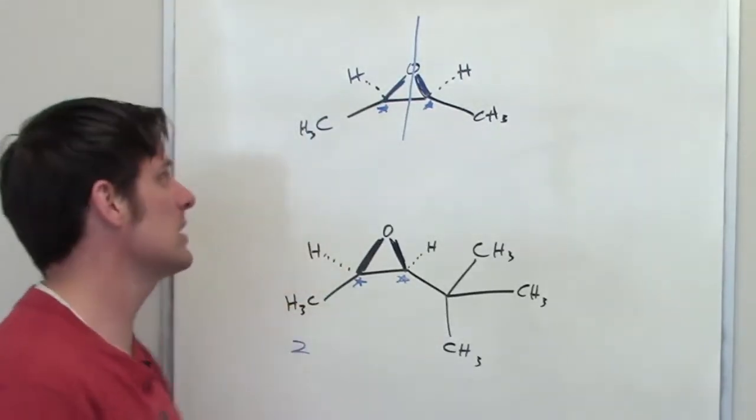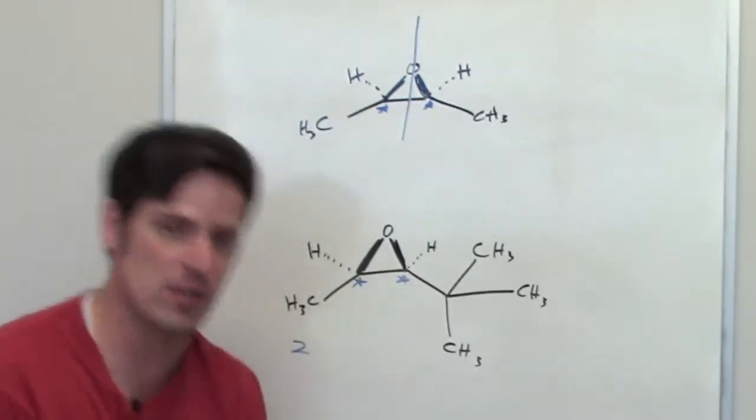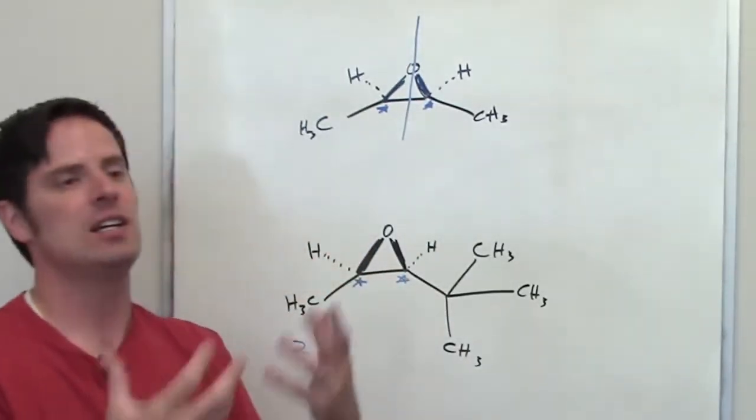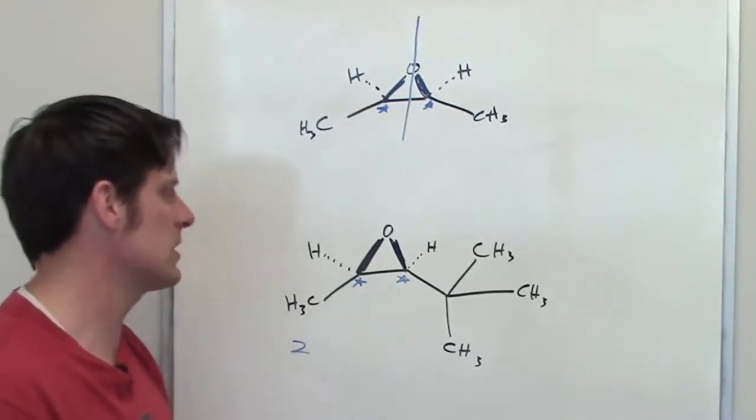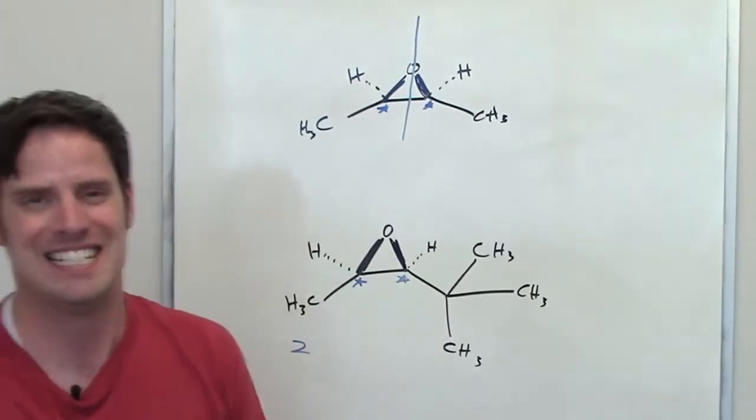How many stereocenters are in a meso compound? Well, I don't know. Technically, you could still consider those stereocenters, but it is not going to be chiral. That would be a meso compound. Just wanted to throw that at you, shake things up a little bit.